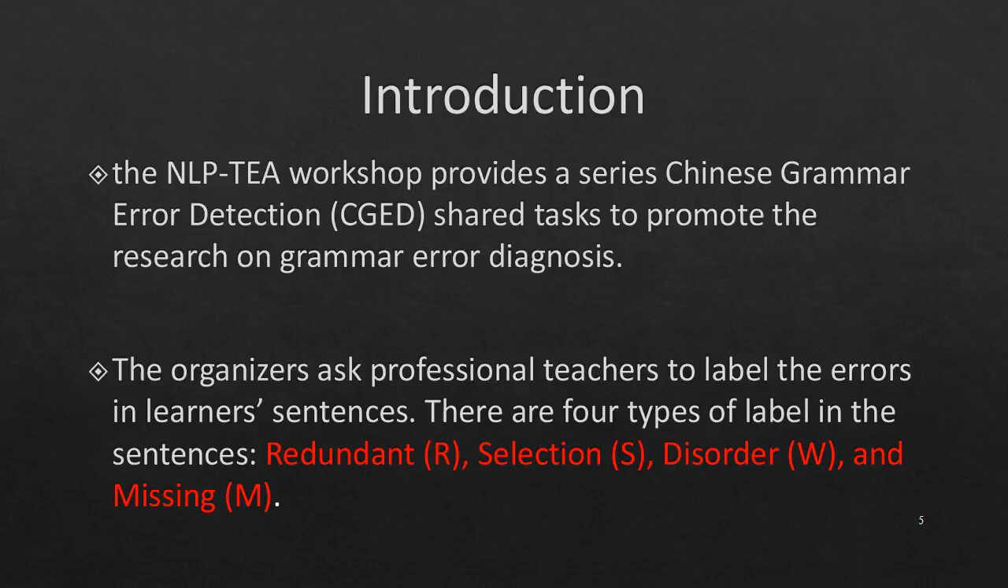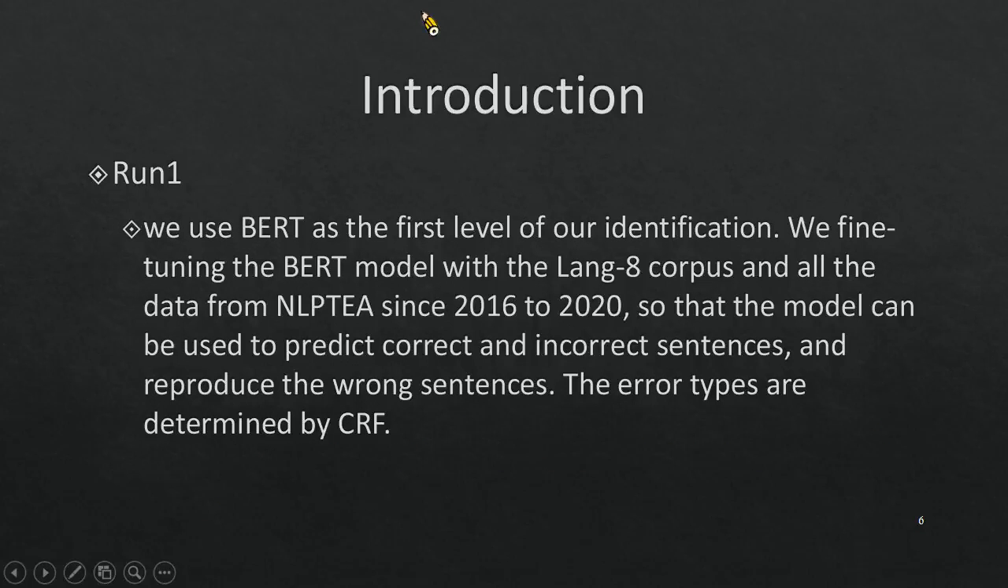The organizers ask professional teachers to label the errors in learners' sentences. There are 4 types of labels in the sentences: redundant, selection, disorder, and missing. This year, we submitted 2 rounds for this shared task.